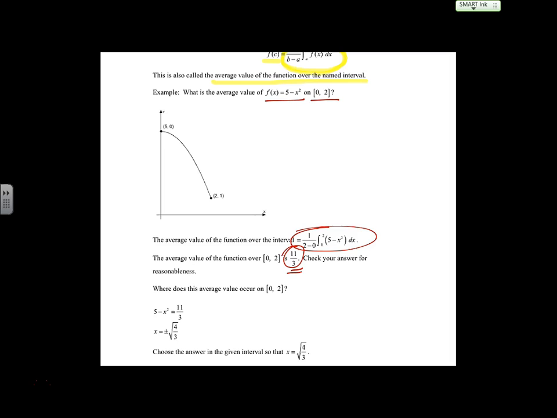Here's where MVT for integration comes in. When does this average value occur? All we have to do is set the original function equal to that average value and say, hey, it's going to have to be the average somewhere.